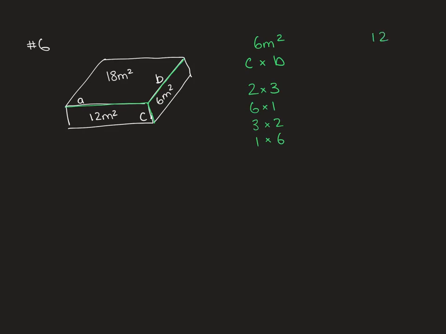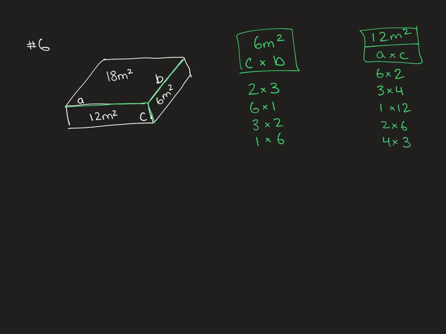Now, for the 12 meters squared, it needs to be A times C, right? So what are our options? We could have 6 times 2. We could have 3 times 4. We could have 1 times 12. And we could do the reverse of all of these, right? 2 times 6, 4 times 3, and 12 times 1. We also have our list for 18, which is A times B.